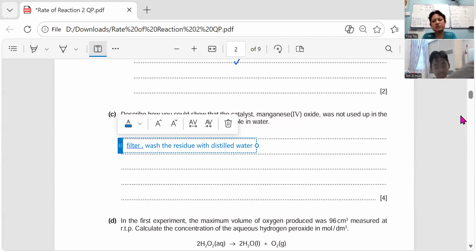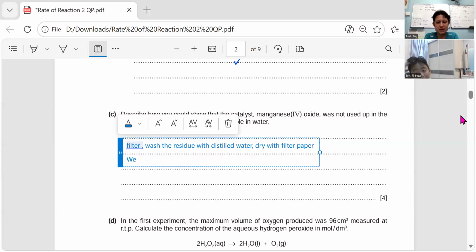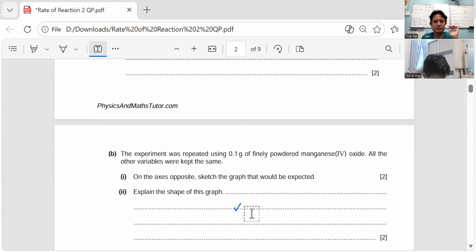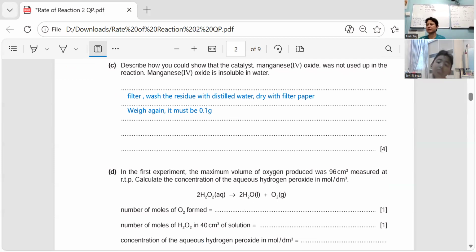Filter. Wash the residue with distilled water. Dry with filter paper. Miss, you need to be so specific, man. Yes, because it's 4 marks. Weigh again. It must be how many? 0.1 gram. You even need to say what the result should be? Of course. That's why it's a 4-mark question, my dear. 4 marks.